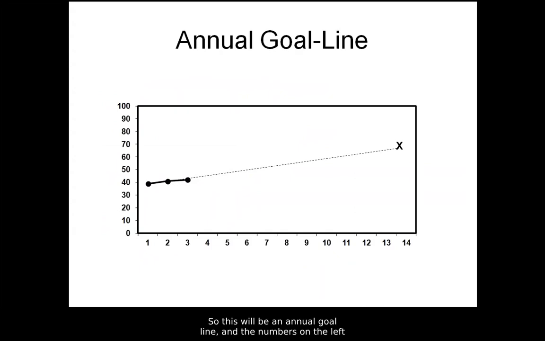So this would be an annual goal line, and the numbers on the left and the bottom are what you would expect. It could be any number of letters or numbers on either side. You can absolutely bring graph paper to an IEP.